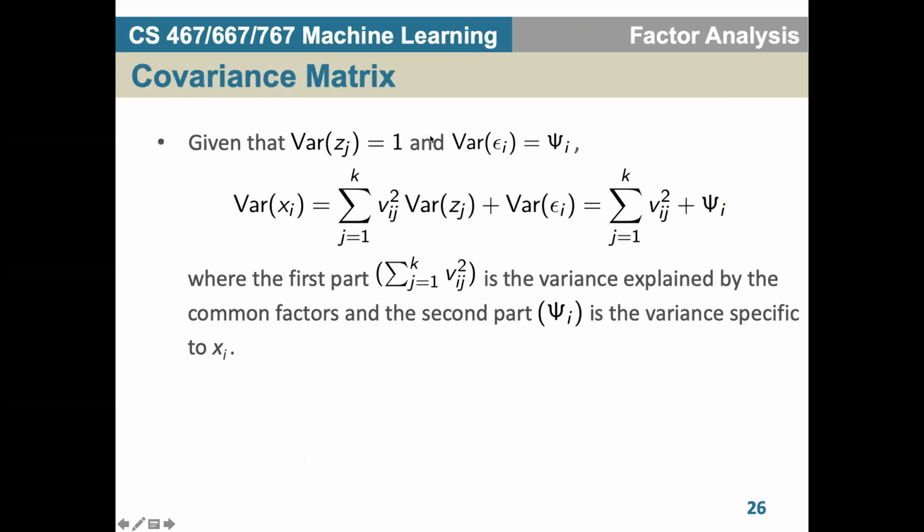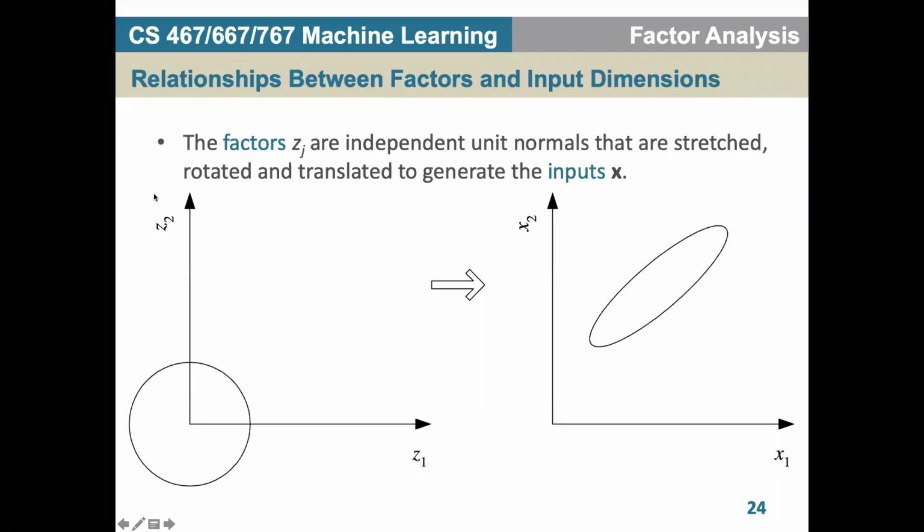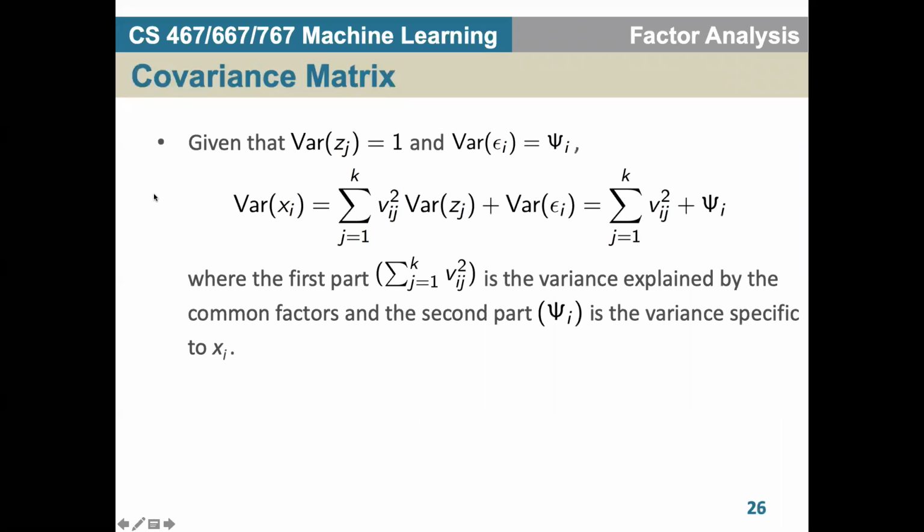Let's go back to the factor analysis formula from before. This formula. Now we want to compute the variance. Remember, we assume this is 0. And how can we compute this? So we can actually compute it like this.